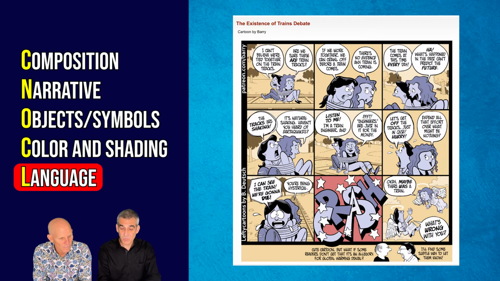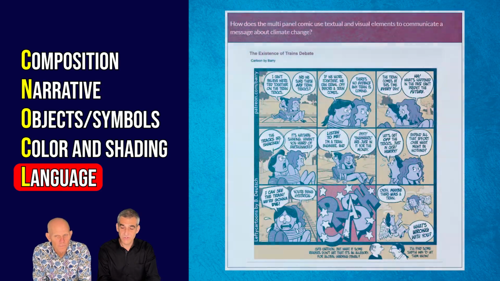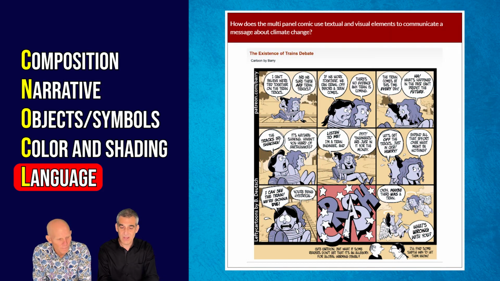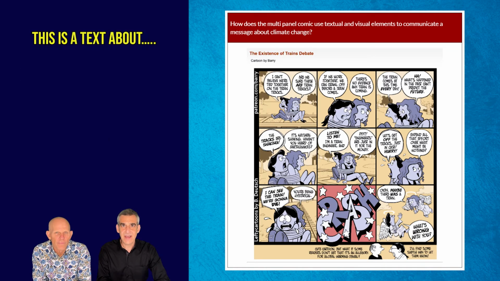Mr. Giles, we've done well breaking it down, but I'd really like to get our viewers to a main claim. We had that guiding question: how does the multi-panel comic use textual and visual elements to communicate a message about climate change? Let's go through a little protocol. We like to think about some key words before we build our main claim. We like to use the phrase, "This is a text about." What's this a text about, Mr. Giles?